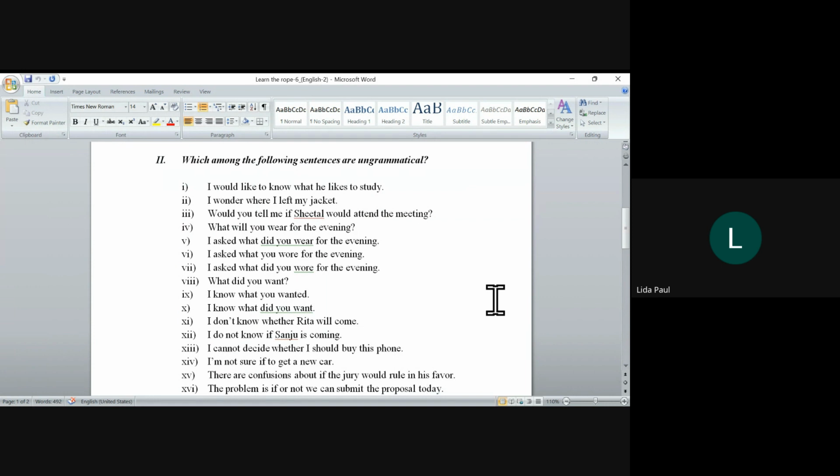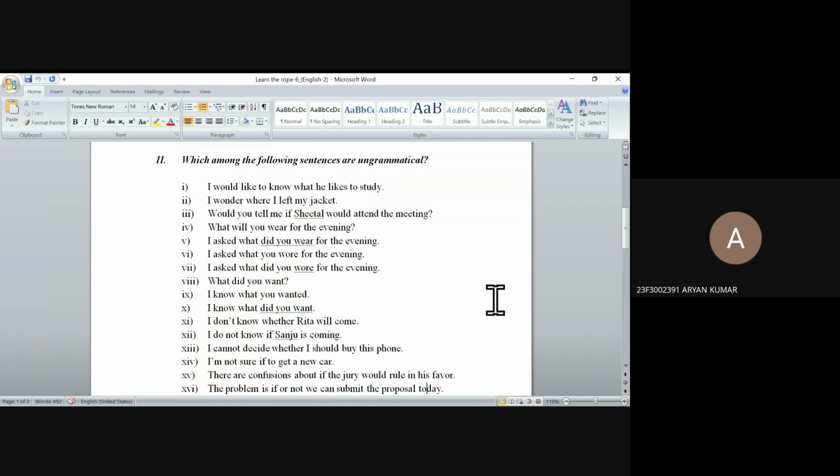11th one. I don't know whether Rita will come. So from here onwards, you're going to discuss the if and whether clause in more detail. The first one we already did in sentence number 3. This one is a little more on where you can use whether and where you cannot use it. I don't know whether Rita will come. It's grammatical.